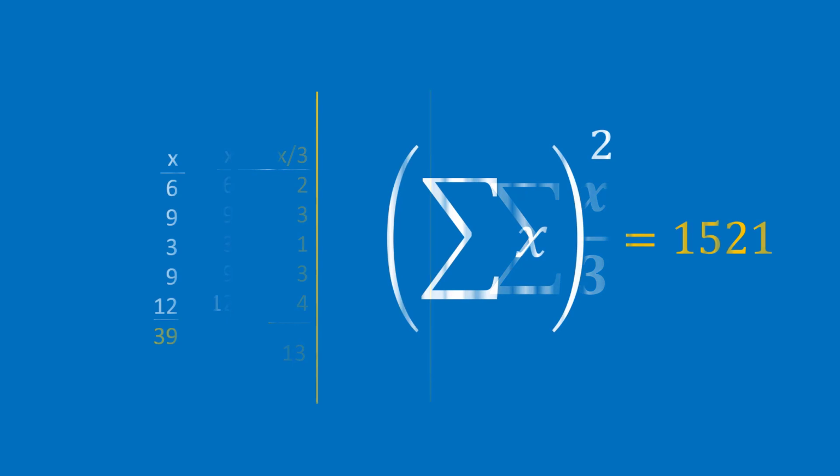Let's do just one more. If the summation is enclosed in parentheses, then of course we do the summation first, and then we do whatever follows that. The sum of all the x values here is 39, and 39 squared is 1,521.